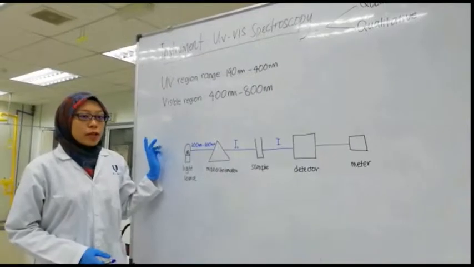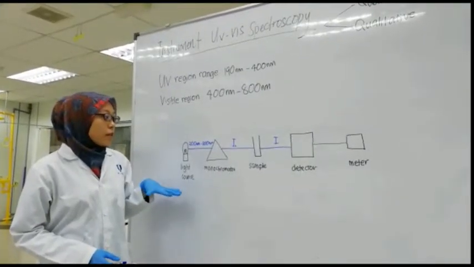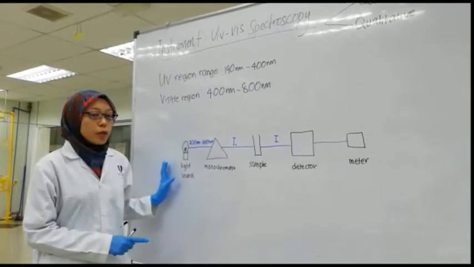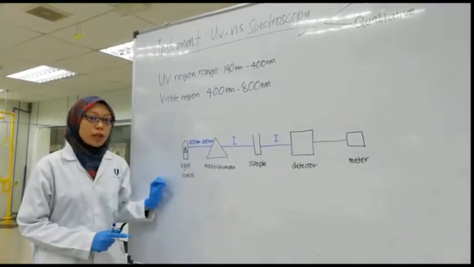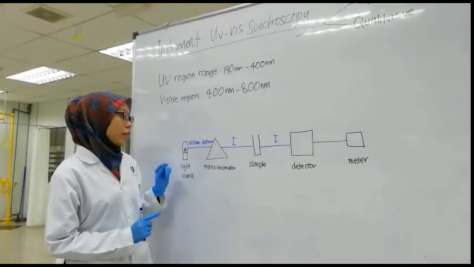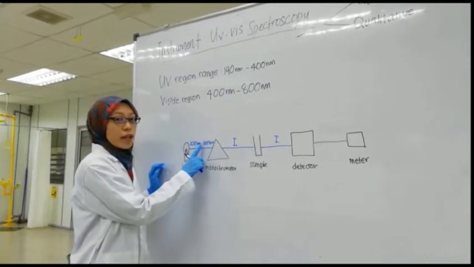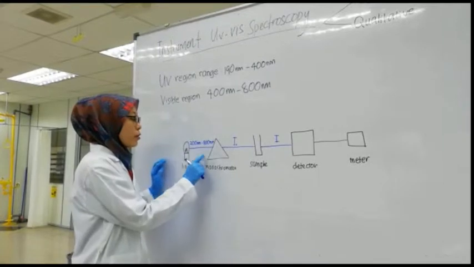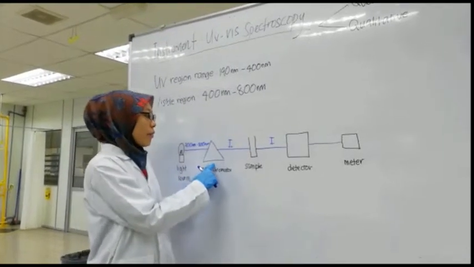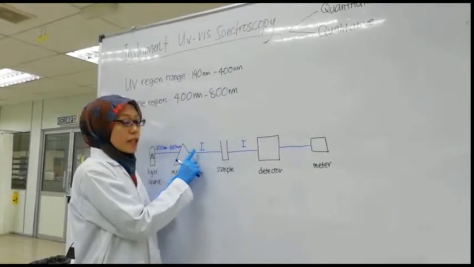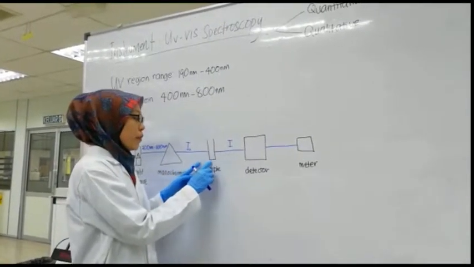This technique can be used for quantitative analysis and also qualitative analysis. It contains 5 components. The first one is the light source. The light source that we normally use is a combination of tungsten and deuterium that gives a wavelength range from 200 nanometers to 800 nanometers that will pass through the monochromator, and then the light exits from the monochromator with intensity I0 and enters the sample.